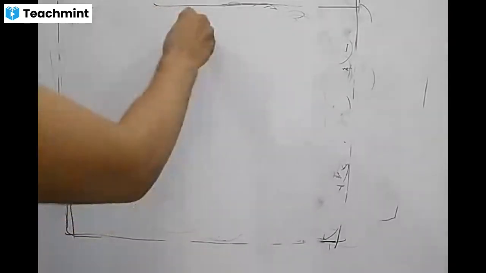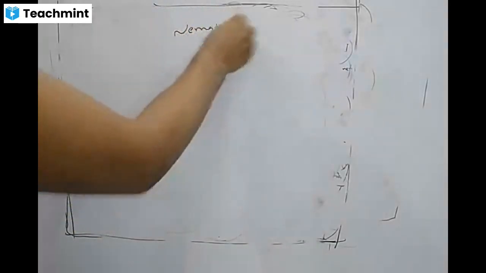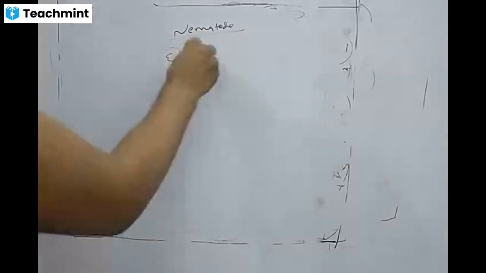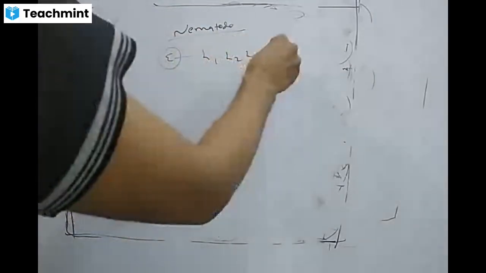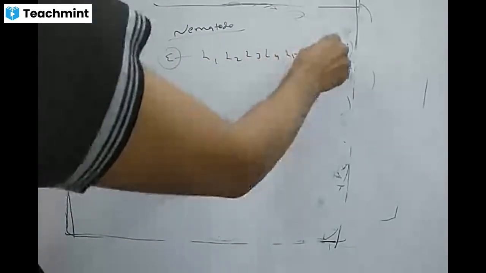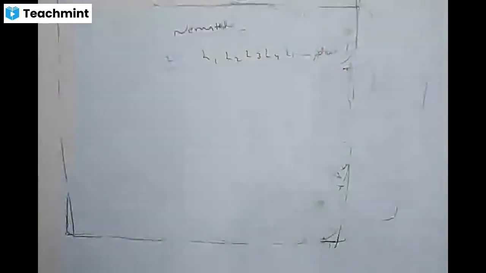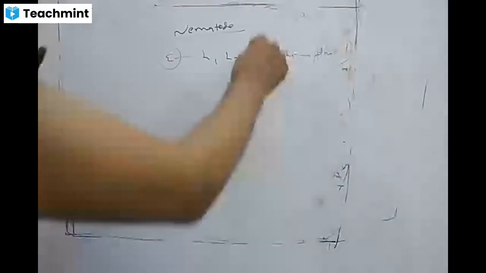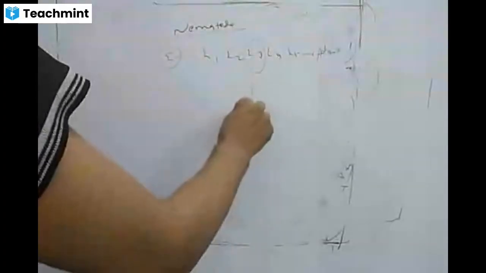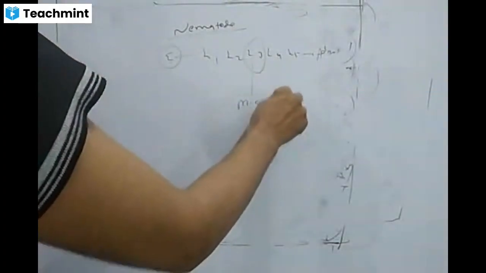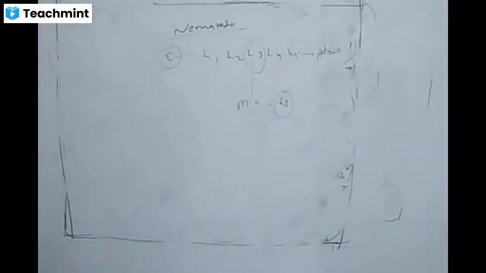Starting with nematodes, we have egg, L1, L2, L3, L4, sometimes L5, adult. Then one MCQ asked was, out of these, which is the most common infective stage in nematode? So that is your L3 larva.